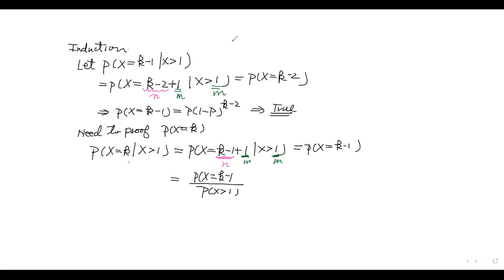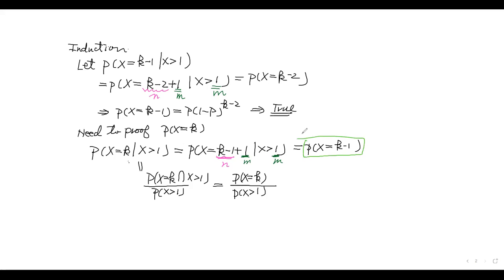So here I can use the conditional probability. I would say given x greater than 1, then this is x equal to k intersect x greater than 1, right? So when x equal to k and k greater than 1, that means I have x equal to k. Then this over the probability x greater than 1. Because I know this one here is equal to x equal to k minus 1 here, by induction, this is p times 1 minus p to the k minus 2.